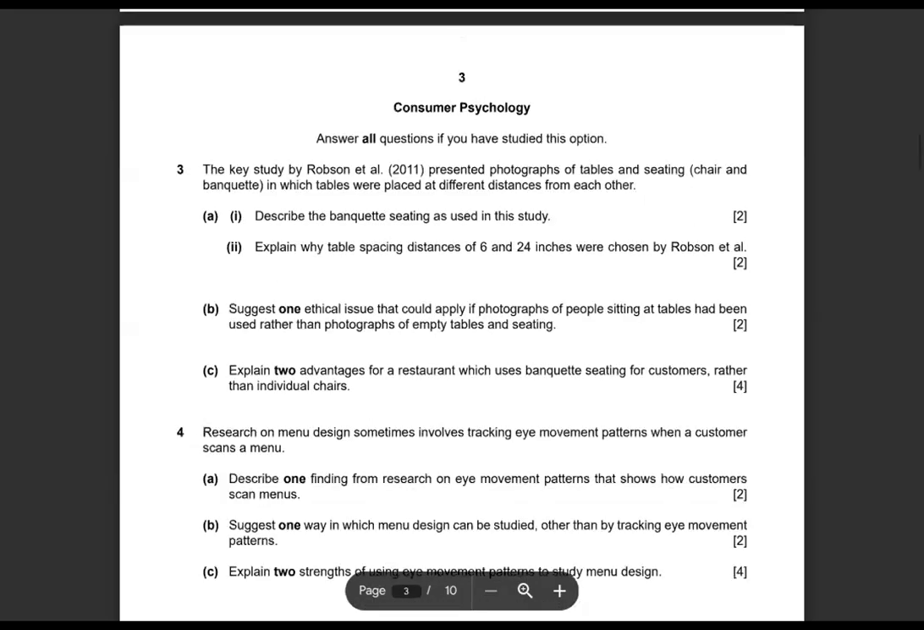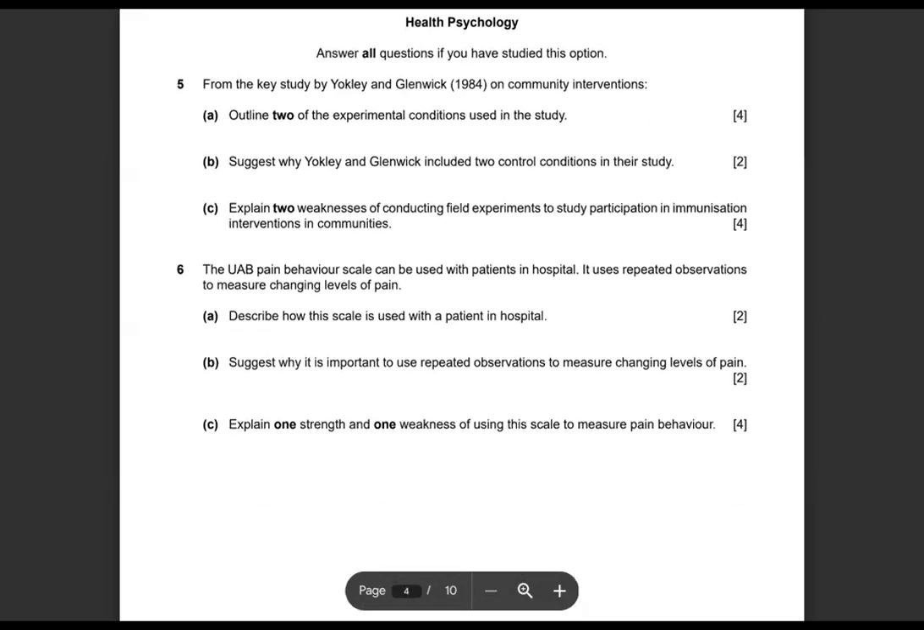Let's take a look if that is the case. As you can see, health psychology, there are again 3 parts A, B, and C, 4, 2, and 4. So 10 marks for the first question and 8 marks for the second. So a total of 18 here as well. So 18 for health, 18 for clinical. That's a total of 36 marks split into 4 questions for section A.